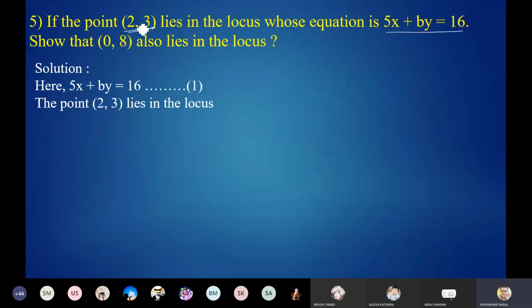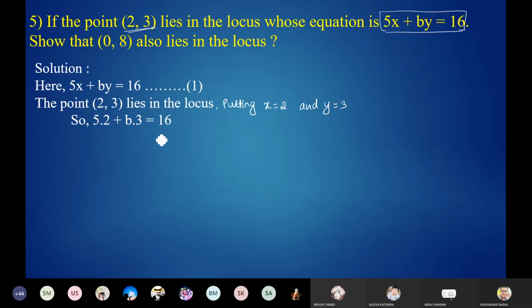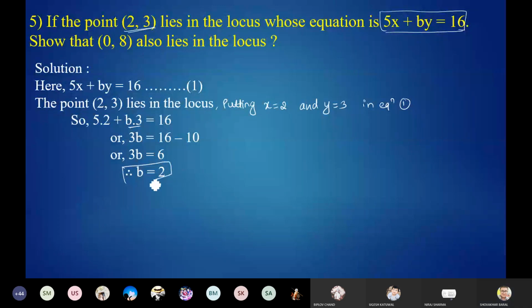Okay, so if this point 2, 3 lies on the locus, lies in the equation 5x plus by is equals to 16, let's put the point 2, 3. So putting, write this one also, putting x equals to 2 and y equals to 3 in equation 1. 5 times 2 plus b times 3 is equals to 16. So this is 3b is equals to 16 minus 10. 3b is equals to 6. b is equals to 2. So we got the value of b. Our first part is done.